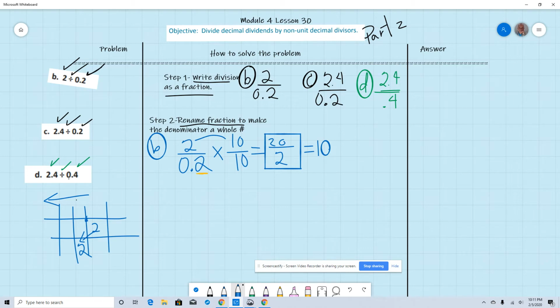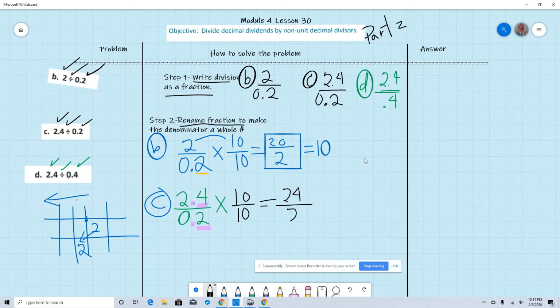Okay, let's do the next problem. Let's do C. C says that we have 2 and 4/10 divided by 2/10. Again, because these two numbers have just one number to the right of the decimal point, those are tenths, so we can multiply by tens as well. And that gets rid of that decimal point. So 2.4 times 10 equals 24. And 2/10 times 10 equals 2. Now we know that this is an equivalent fraction, the same as this fraction. What is 24 divided by 2? The answer is 12.